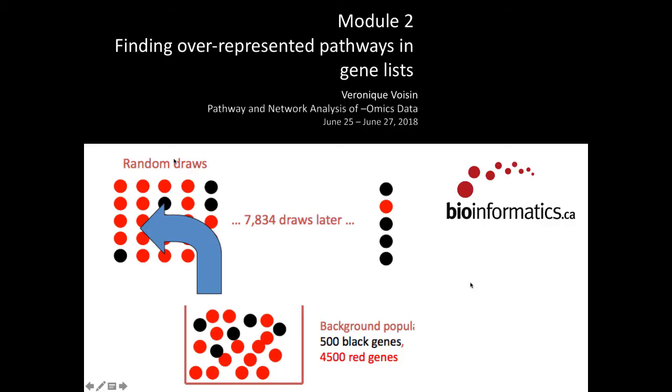Okay, so hi everyone. We are about to start the second lecture of this workshop, module 2, which is named Finding Overrepresented Pathway in Gene List. This lecture is going to be focused a lot on statistics and theory, but after lunch we are going to try out these concepts in a practical lab. So it's going to be easier after lunch.